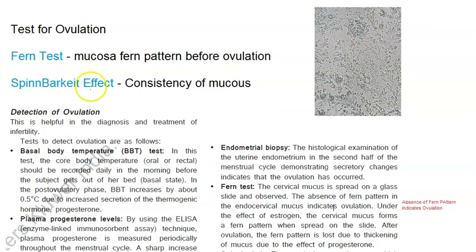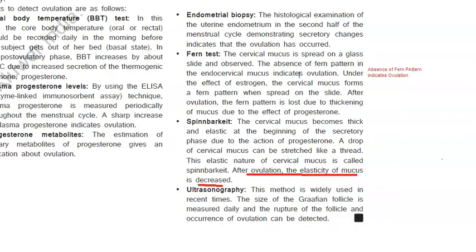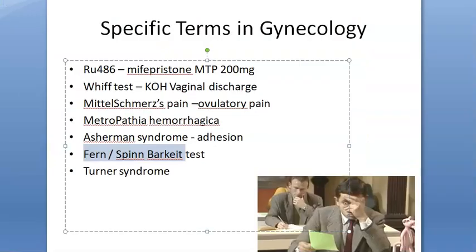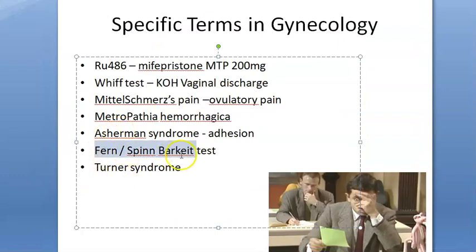Fern test is different, Spinnbarkeit is different. Both of these are tests for ovulation. In the cervical mucus, you can see here, the Fern pattern is there before ovulation. This is the Fern test. Spinnbarkeit is about the consistency of the mucus, how long you can pull it, etc. We'll show you a better table. After ovulation, the elasticity of the mucus is decreased. So basically, these are tests for ovulation, which you can learn, people. There are many tests for ovulation: basal body temperature, then a lot of enzymes or hormones you can check.